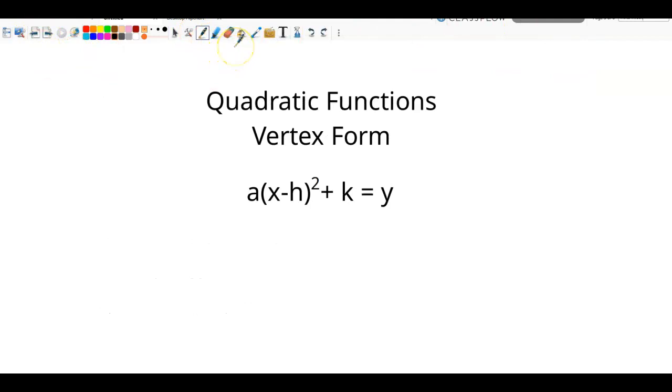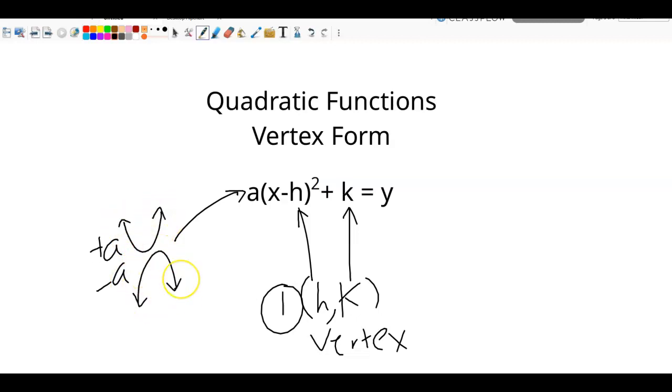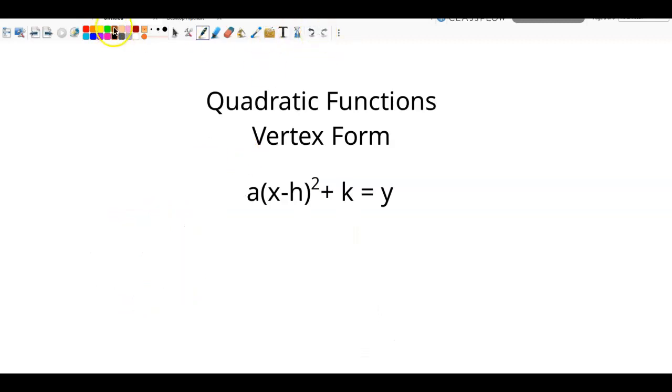Okay, so for the vertex form, we take that number, but we do the opposite of it. And we take that number, not the opposite, we keep it the same. And that makes up your vertex. That's our starting point. After that, we use this number to determine whether we have a happy face or a sad face parabola, and that's based on whether the a value is positive or negative. If it's positive, our parabola is going upwards. If it's negative, it's going downwards. And it's that simple.